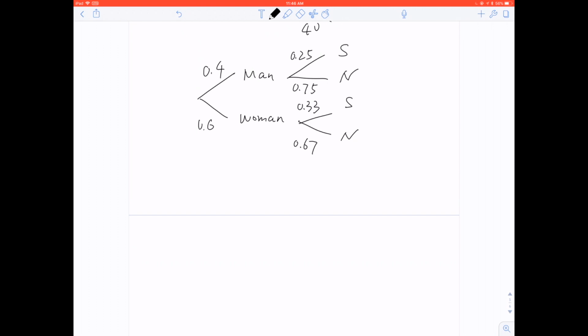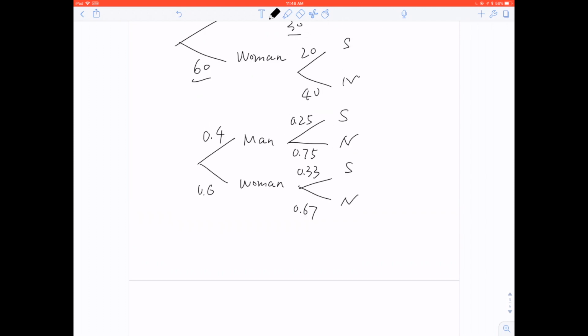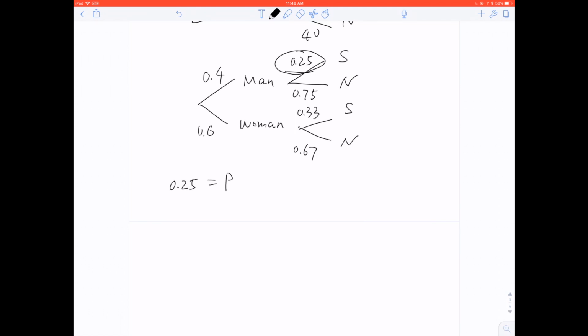Next up, how to get the conditional probabilities. Actually, we did this already. This 0.25 is the probability of being a smoker, given you are a male. So we can carry on the same interpretation for every single one of them.